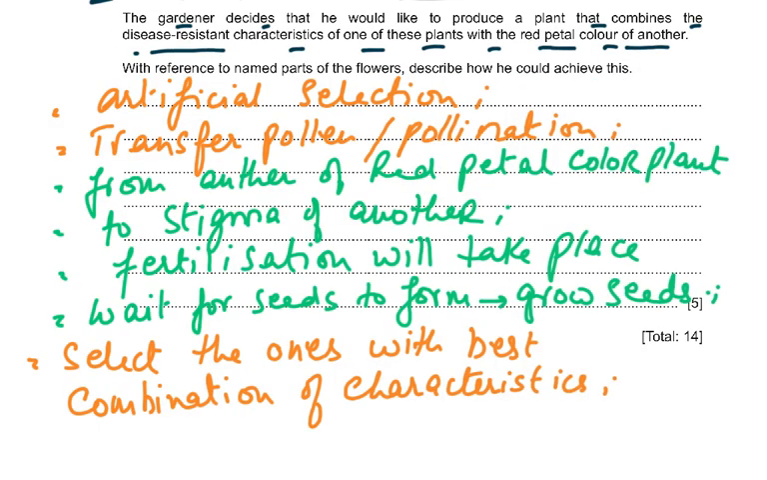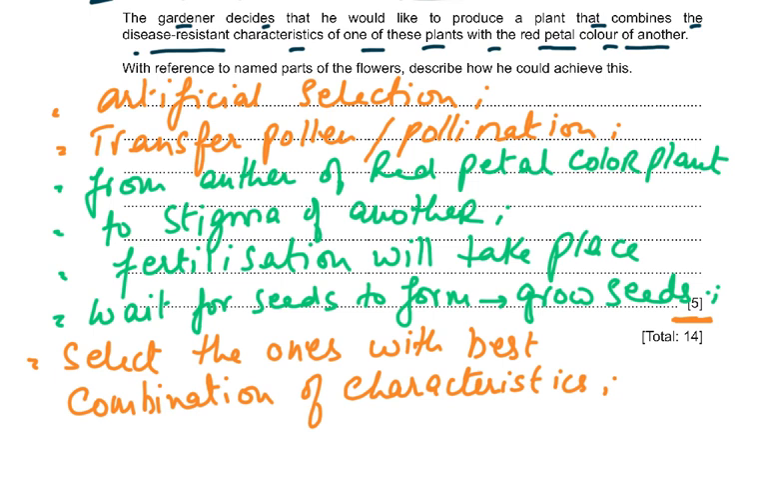So this is for 5 marks, and we have quite a few mark scheme points. We have in fact 7 mark scheme points, and any 5 of those would get you your 5 marks. So artificial selection, if you knew it, fine. If you didn't write that, you can even still get 5 marks. We would transfer the pollen from the anther of the red color plant, and then we'd transfer it to the stigma of another, and we'd wait for the fertilization to take place, and then we'd wait for the seeds to form, and then we would grow the seeds, and we'd plant the seeds in the soil, and we'd select the ones with the best combination of characteristics.